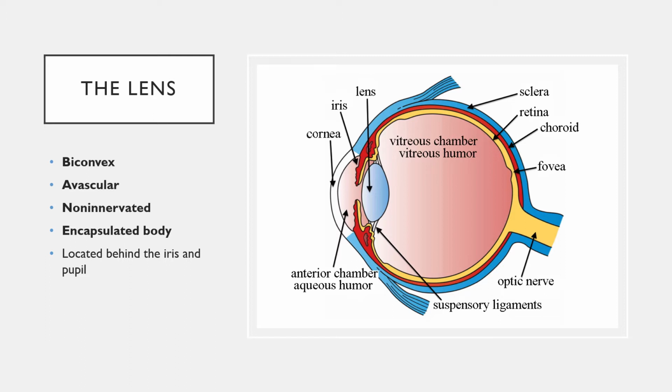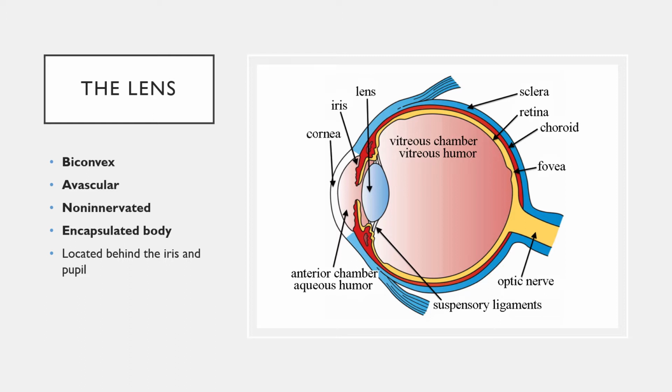And when you think of it being biconvex, this can remind you of the function of a lens, which is to take the light rays from the image in front of you, and the lens purpose is to focus those light rays on to the back of the retina so it can travel through the optic nerve to the brain and form a coherent picture so that the brain can see what's in front of you.